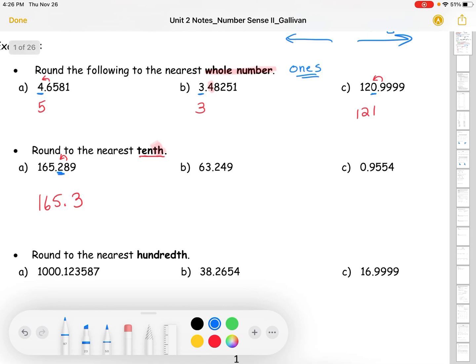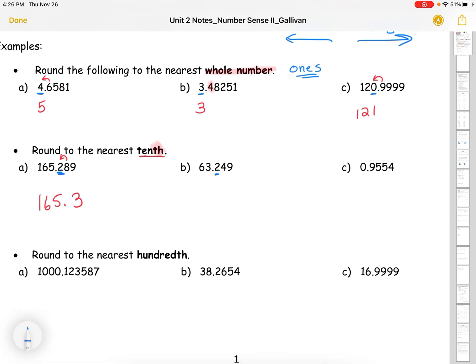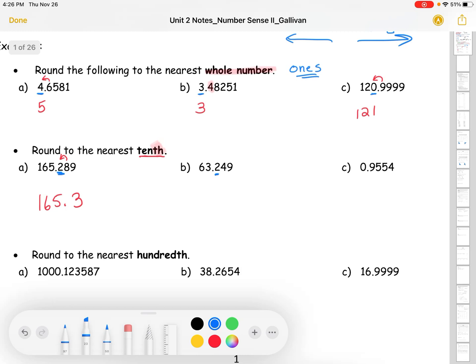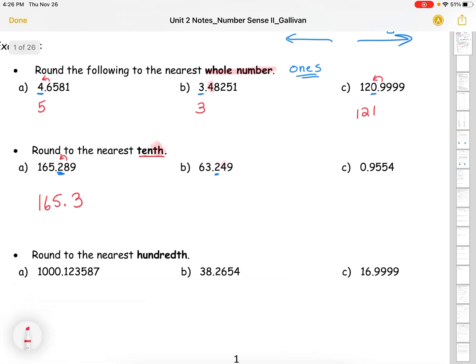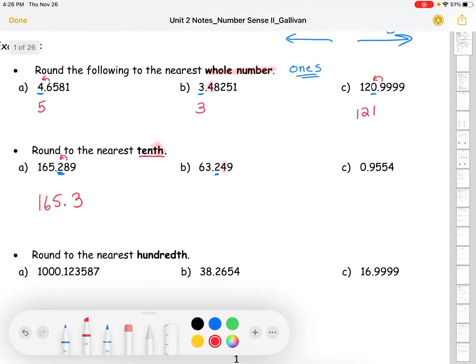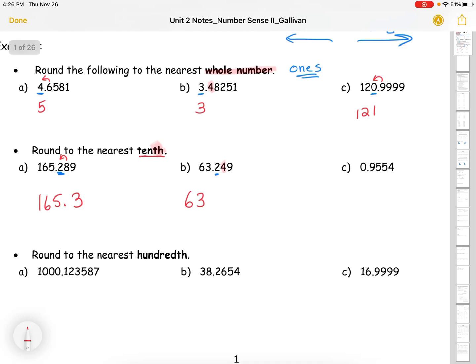Here, we're looking at the tenths. It's a 2 again, but the number to the right of it is a 4. So it doesn't change anything. So we would have 63.2. The 2 stays there.